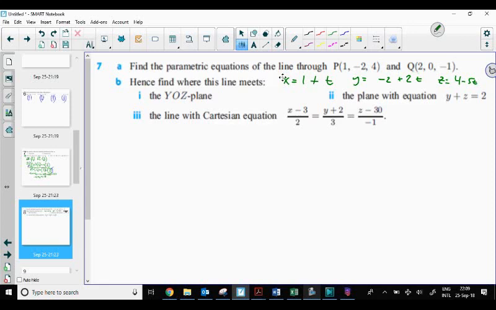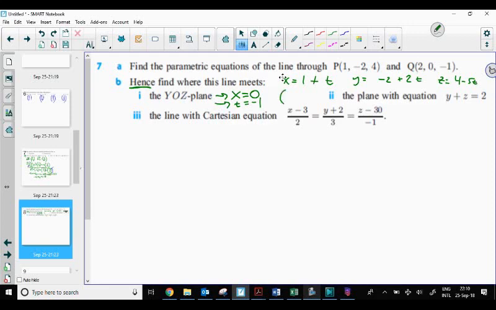Using that, hence, our favorite IB word, find where it meets the y-o-z plane. What's important to know about the y-o-z plane? What's the x value? It's got to be 0. If x is equal to 0, that means that t has to equal negative 1. And if t is equal to negative 1, then I can find all 3 of the points.